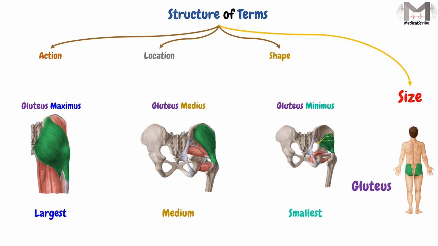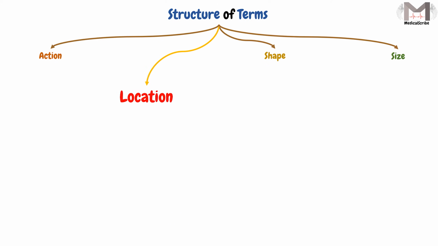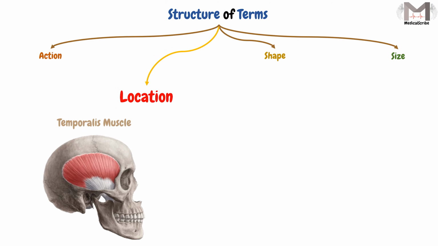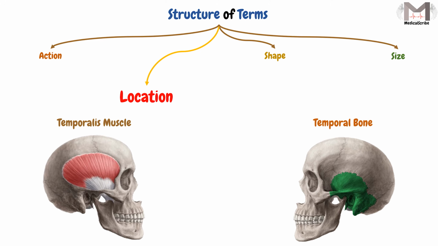Alright. Regarding the location, we have a muscle called the temporalis muscle. This muscle is located on a bone called the temporal bone, which is one of the skull bones. So the temporalis muscle covers this bone, and so takes its name.